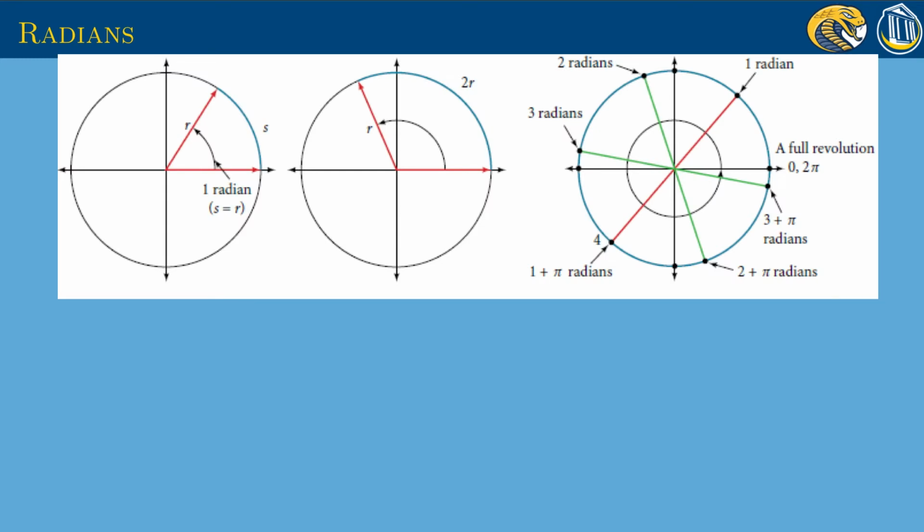So in these examples here, as long as the radius of this circle is 1, then the measure of this angle is just how far we walk along the circumference of the circle. If we have a radius of 1 and we walk 2 units along the circumference of the circle, then we would say we're moving 2 radians, and that would be the size of this angle here.